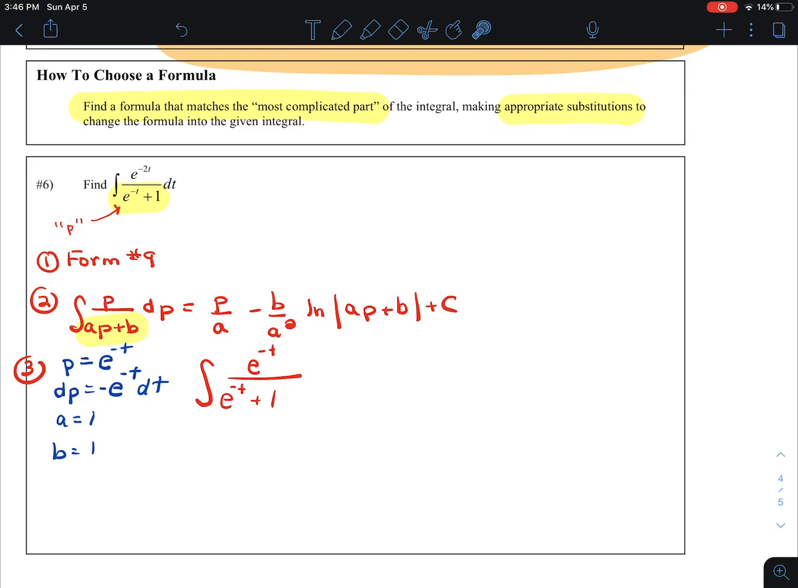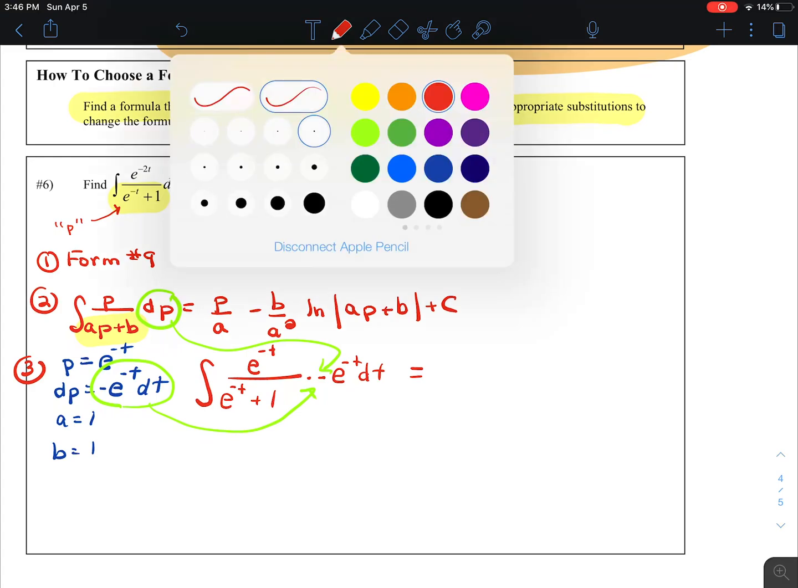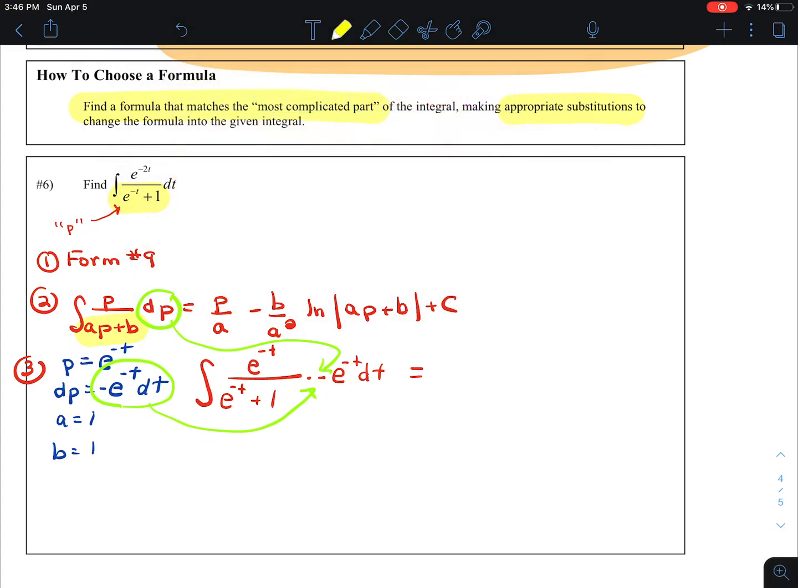And then here's where things start to fall into place. You're going to replace this dp with a negative e to the negative t. Okay, now that's the left side of my formula. Okay, let's see if we can try to get this to match here now.